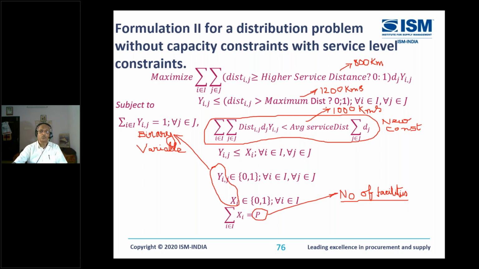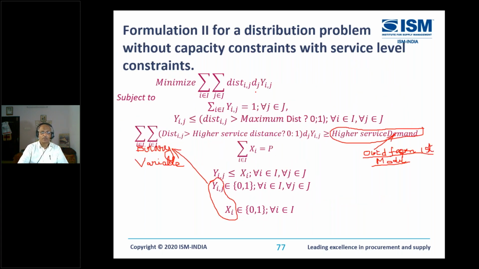And the maximum distance we also specify is 1200. And then we put some average distance. So all this can be put together in the formulation, and we find out from the first formulation the maximum service distance, the high service demand distance, and go to the second problem.